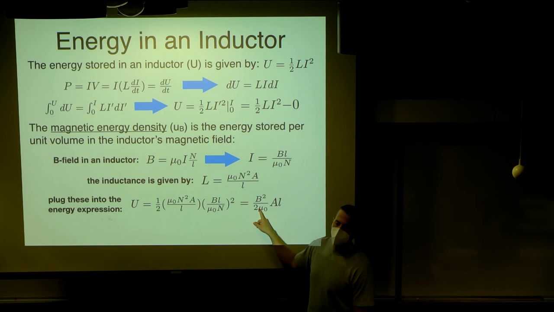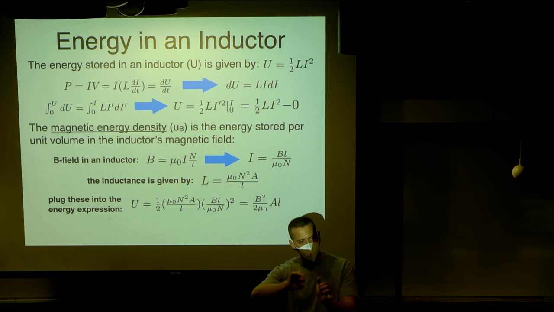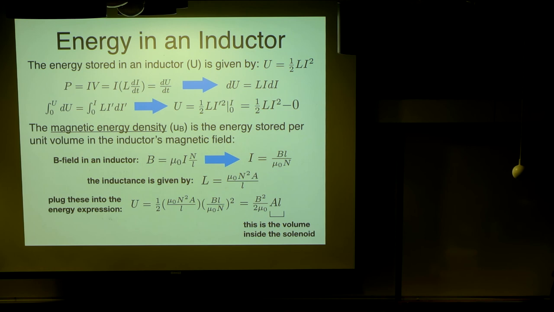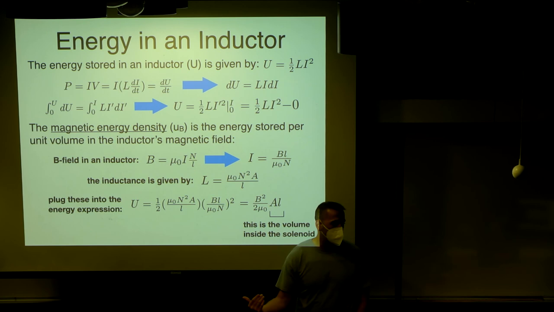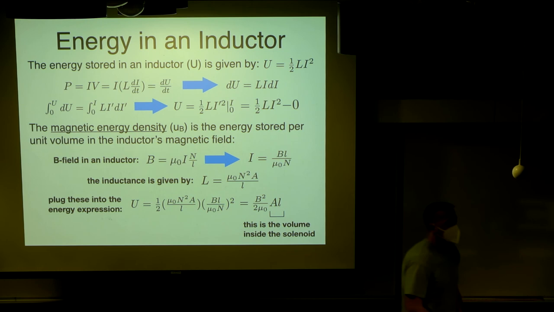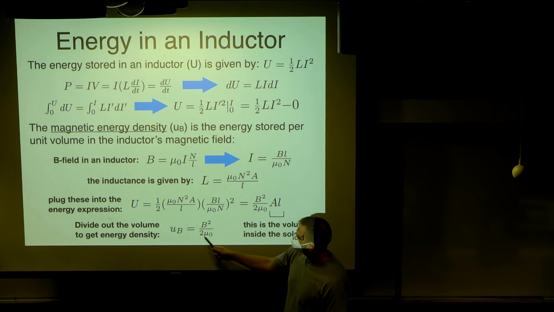All right, does anyone recognize what this could be? A is the area of our inductor, and then L is the length of it. What is this? Volume. A times L is the volume of the space inside of our inductor, okay? So A times L is the volume. So that suggests right away what the energy density should be, right? If this is the total energy, energy density is this, but divide out the volume. In other words, divide out A times L. So energy density, when it comes to a magnetic field, is just this with the volume divided out, which is B squared divided by 2 times mu naught, okay?